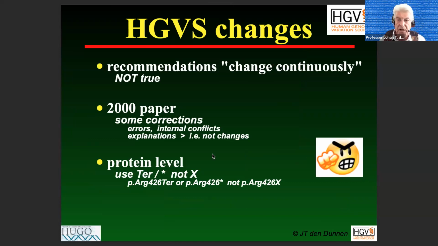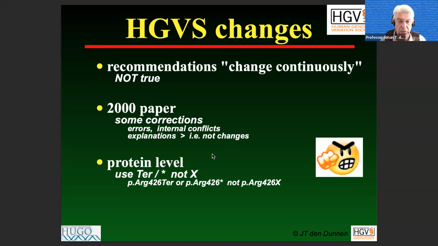We heard in the past that the recommendations change continuously. I have to stress this is not the case. Of course, after the 2000 paper was published, we knew at that point the recommendations were not complete. That is because we said in that paper, we know we do not cover everything, but we suggest to start with this and then work on extending the nomenclature to cover more and more variant types and to suggest specific changes. So after 2000, indeed, there have been some extensions to cover variant types that were not discussed in the 2000 paper yet.